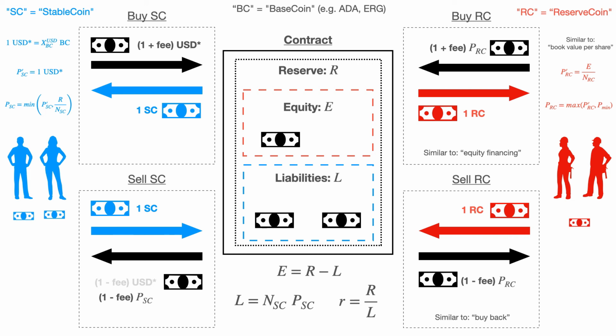So the same for buying stable coins. Like if too many people buy stable coins, the reserve ratio will become too low. So at some point we forbid buying stable coins. So buying stable coins is only allowed while the reserve ratio is greater than a minimum reserve ratio threshold. That is a parameter of the Stablecoin Protocol. And similarly for selling reserve coins, it's only allowed when the reserve ratio is greater than the minimum reserve ratio threshold.